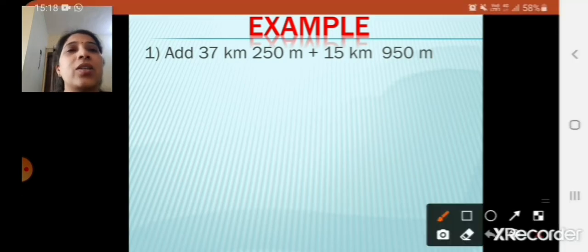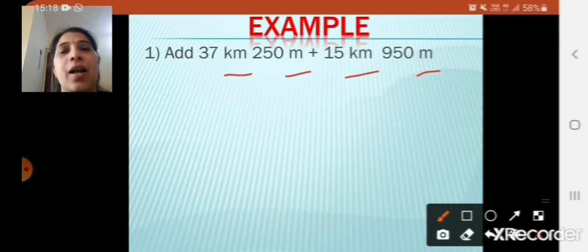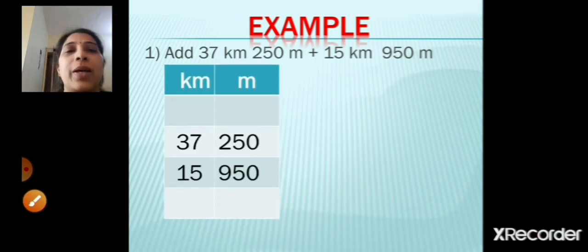Now you can see here children, it is kilometer also and meter also, right? So what we are going to do, kilometer which is there, that we will write in one column, and meter which is there, that we will write in one column, right? Because you know very well that kilometer and kilometer can only be added or subtracted. Kilometer and meter cannot be added or subtracted, right? So the quantities should remain the same. So we are going to prepare a table, kilometer and meter, right?